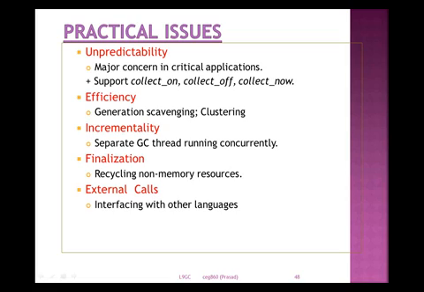Then what are the practical issues of garbage collection? First of all, unpredictability. That is, we cannot predict when it runs, which is a major concern for critical applications, so systems support collect off and collect now. Then next is efficiency, that is generation scavenging and clustering. Then incrementality, that is a separate GC thread running concurrently.